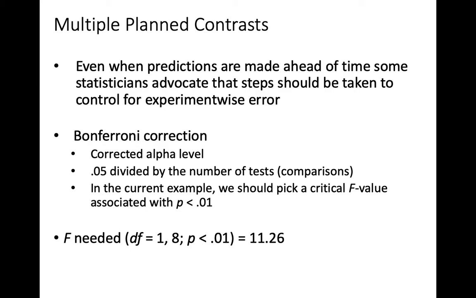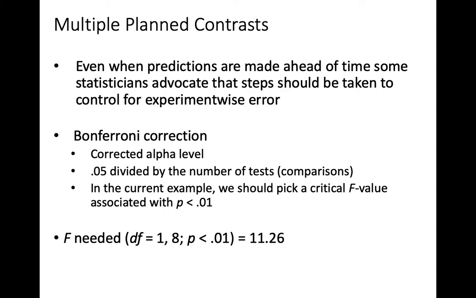That's all right. So when doing these multiple planned contrasts, the idea is that even when predictions are made ahead of time, some statisticians advocate that steps should be taken to control for experiment-wise error. Recall that experiment-wise error is the accumulation of the probability of making a type 1 error by doing multiple comparisons. So to guard against making a type 1 error, one way to correct for that is to use a Bonferroni correction. It's just a corrected alpha level for each one of your tests or comparisons. And it's determined by taking your original alpha, which is typically 0.05, and dividing that by the number of comparisons that you're going to do.